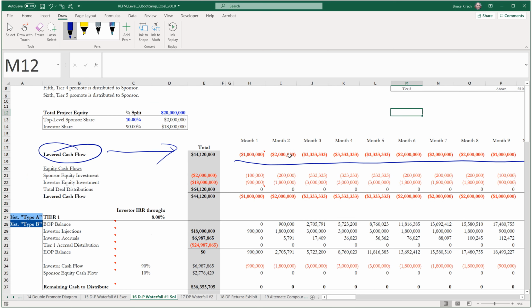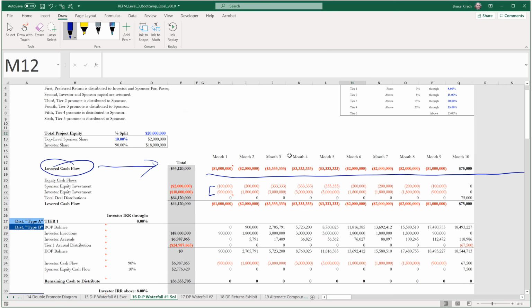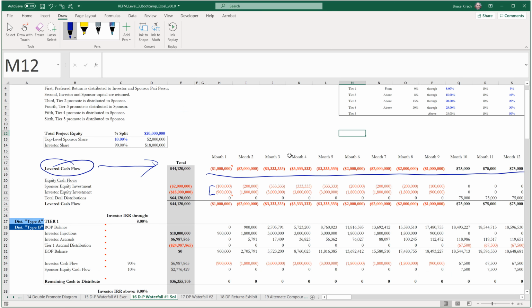of those tiers flow into your waterfall tab from your cash flow tab. And then we show the equity cash flow as a sponsor, dollars going in and the investor dollars going in. Pari passu, 90-10, $20 million in total over 9 months. And the thought is that this is a development transaction, so we don't have the concept of time zero. Rather, we start the timeline in month 1.